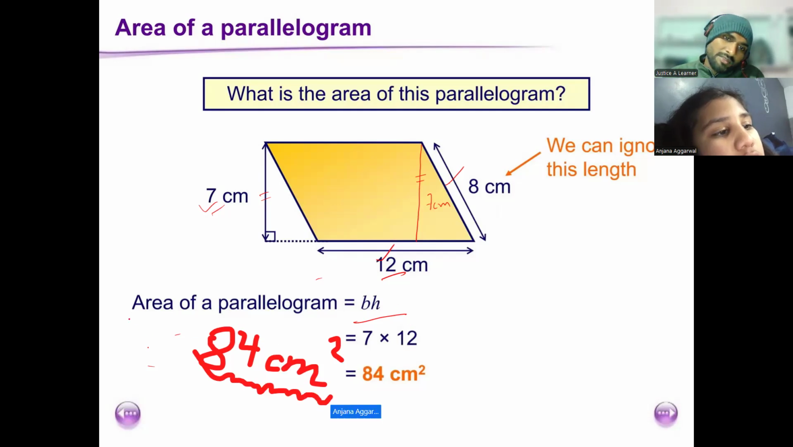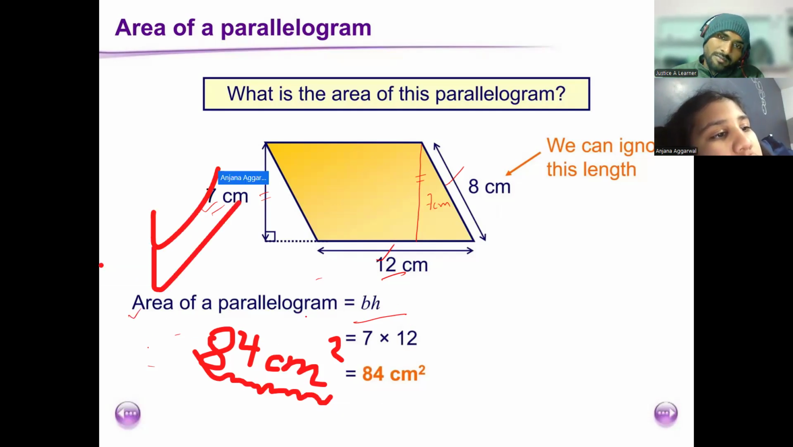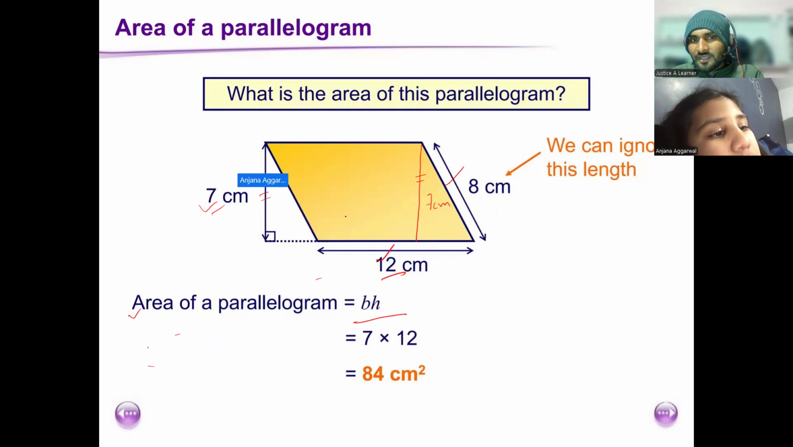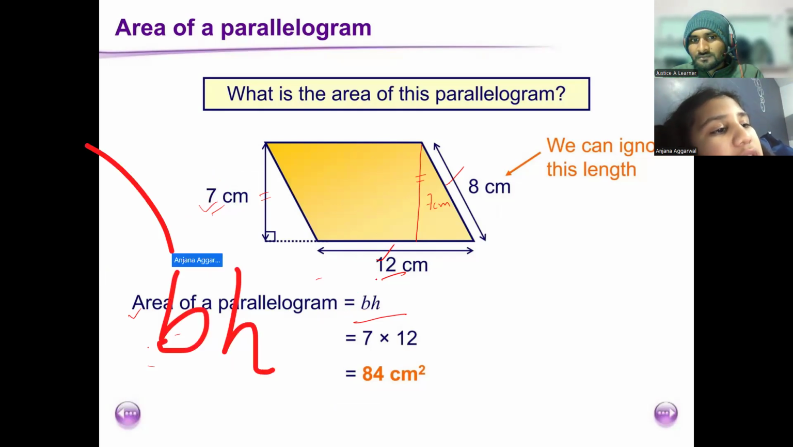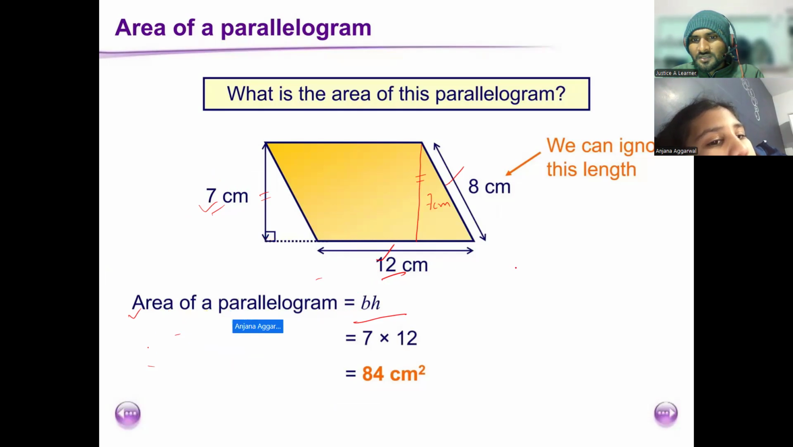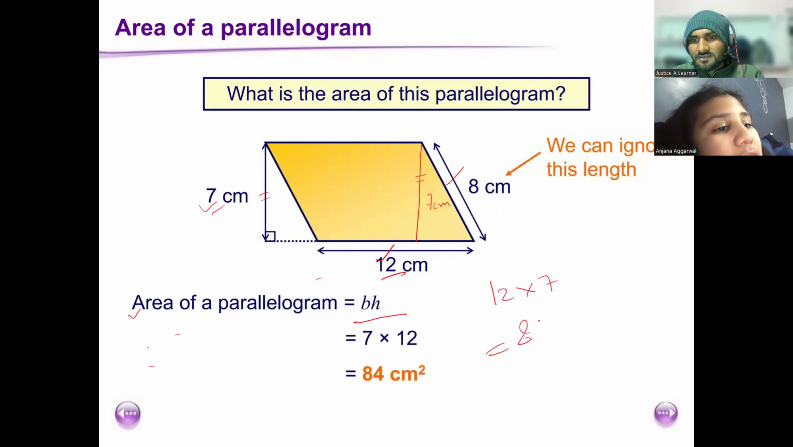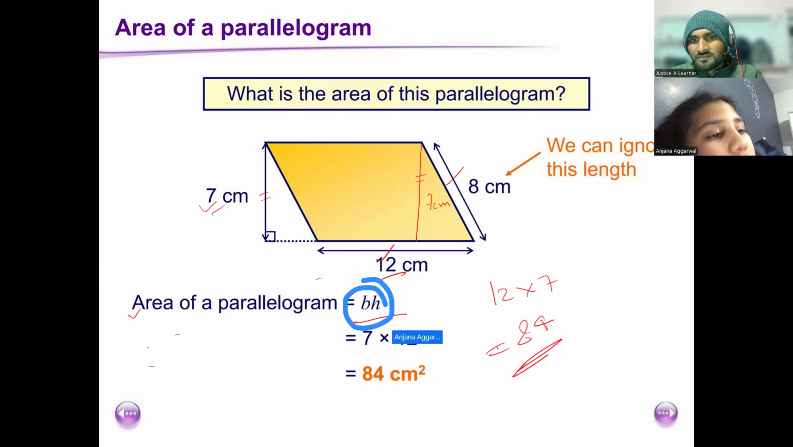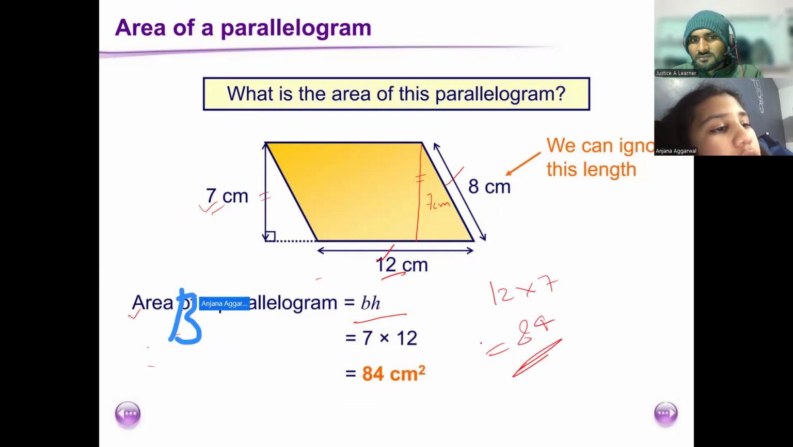So you may remember, what is the area of a parallelogram? That is base into height. Why is it written BH? I know this means base and this means height. What about the times sign in the middle? Sorry, this can also be written 12 into 7. When written BH like this, doesn't it need the multiplication symbol in the middle?